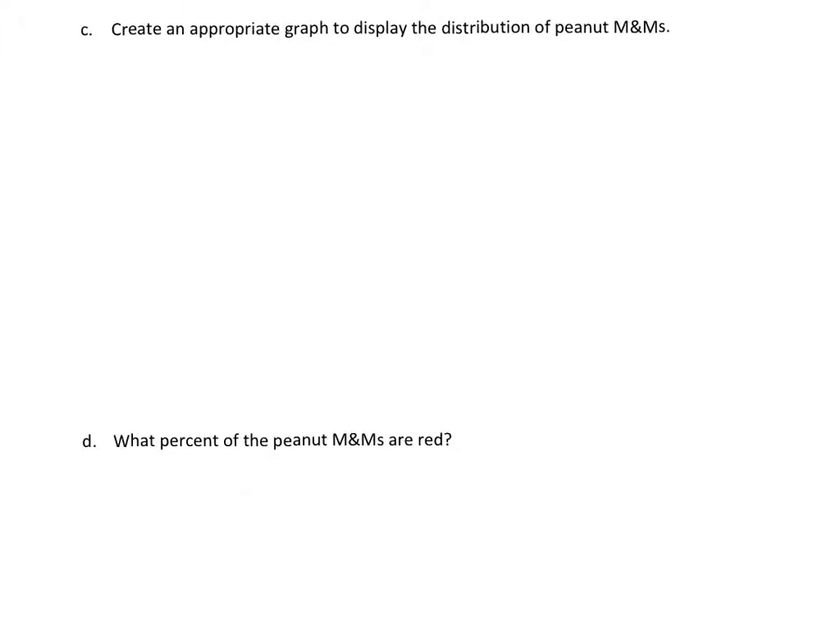From here, I want to create some sort of display for the distribution of the peanut M&Ms. Now, because we have percentages, we might be tempted to try to create a pie chart, but that's going to be kind of difficult. So I'm just going to create a relative frequency bar chart. On my bar chart, there are a few things that I absolutely have to remember. I have to remember to draw my axes. I want to label the axis. So this is the color and this is the percentage.